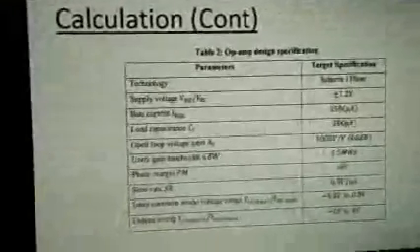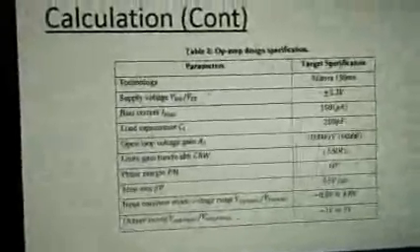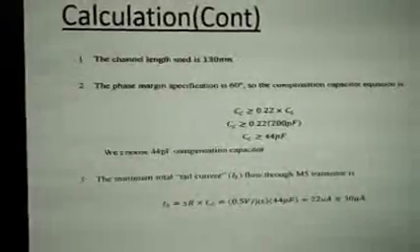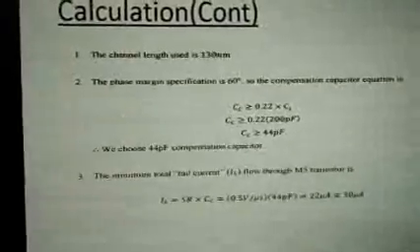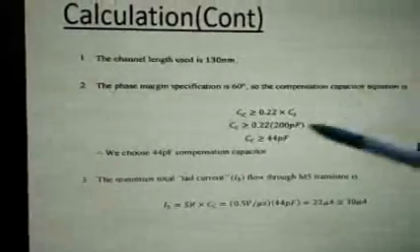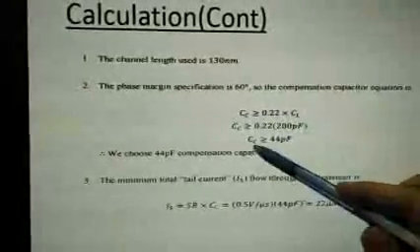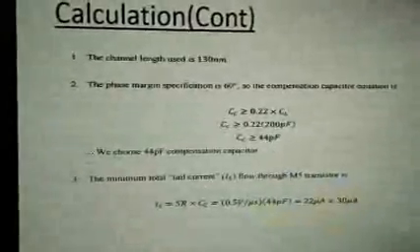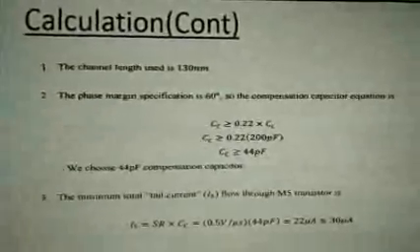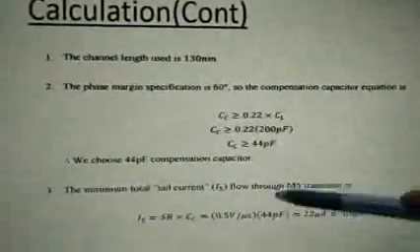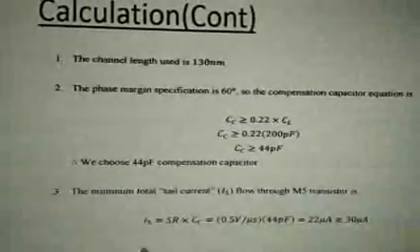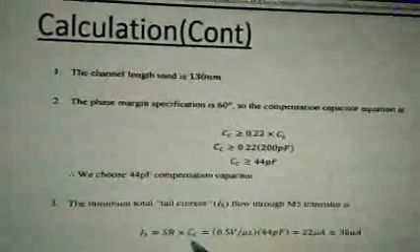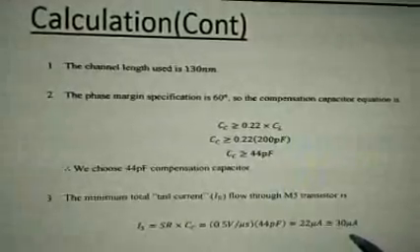So next we are going to design the aspect ratio for each transistor. As you can see, the phase margin specification is 60 degrees, and then the compensation capacitor, we can get it from this equation. And then finally we get 44 picofarad compensation capacitor. And then the current flowing through M5 is determined by the slew rate. So as you can see, the equation is I5 equals slew rate times the compensation capacitor, and then we get 30 microampere.